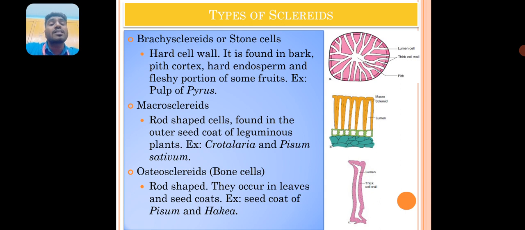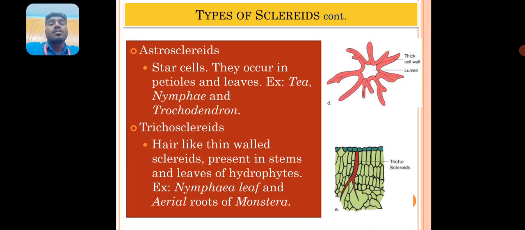Osteosclereids are bone-like cells. They are rod-shaped and occur in leaves and seed coats. Example: seed coat of Pisum and Acacia. The last two are astrosclereids and trichosclereids. Astrosclereids are star-like cells. They occur in petioles and leaves. Example: Nymphaea and Trochodendron. Trichosclereids are hair-like, thin-walled sclereids present in stems and leaves of hydrophytes. Example: Nymphaea leaf and aerial roots of Monstera.